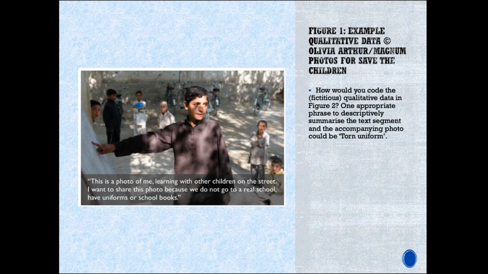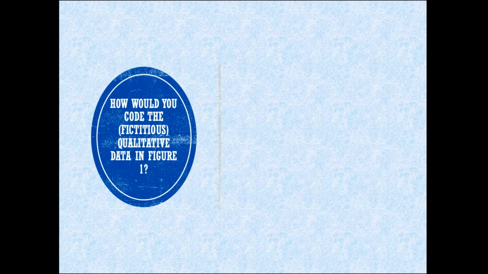So one appropriate phrase to describe or summarize the text segment of this picture and accompanying photo could be, for example, "tall, uniform." You may have another chance, but let's make use of this picture to create codes and themes. For example, how would you code the qualitative data in a figure?